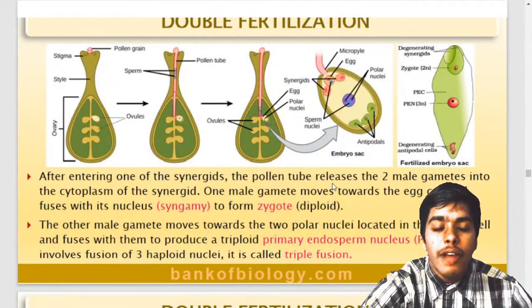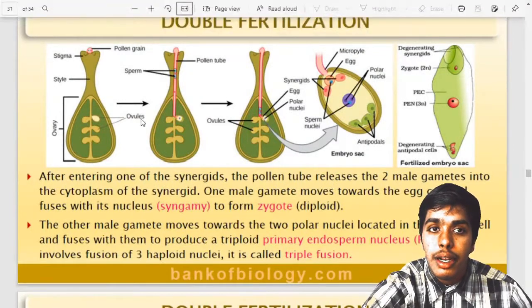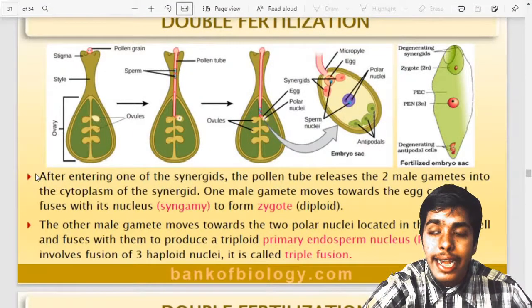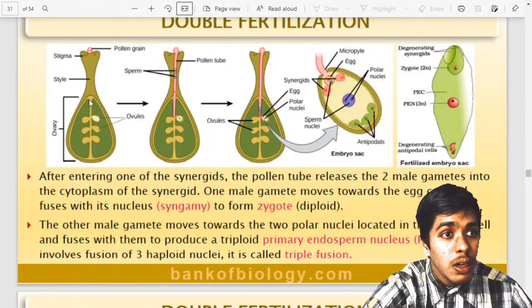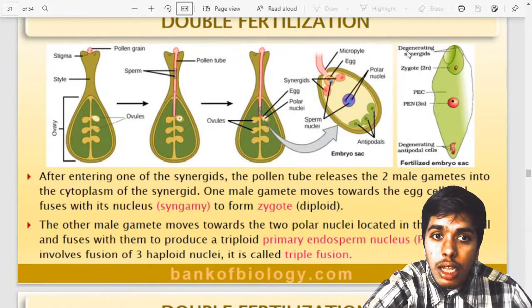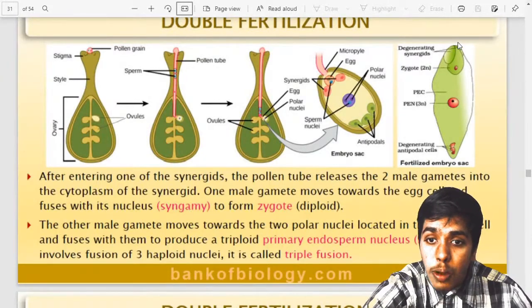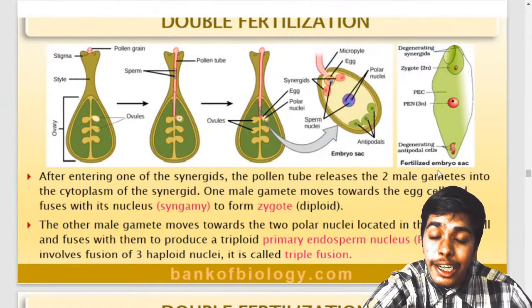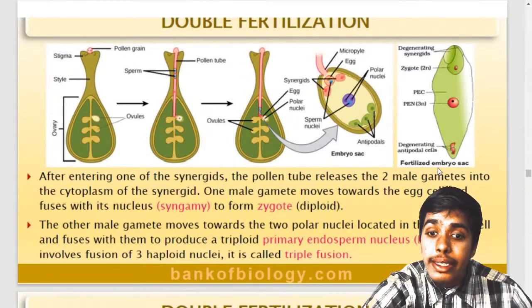Now we are seeing about double fertilization. After entering one of the synergids, look here, here it is, the synergids. The pollen tube releases the two male gametes into the cytoplasm of the synergid. That means the pollen tube has two male gametes after development, either after shedding at the two-cell stage or the three-cell stage, and releases the two male gametes into the cytoplasm of the synergid.